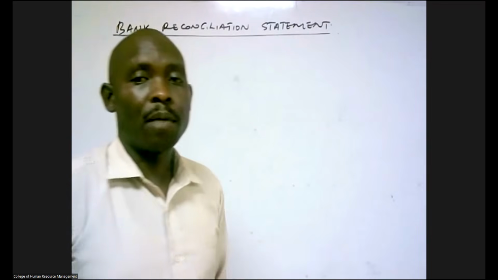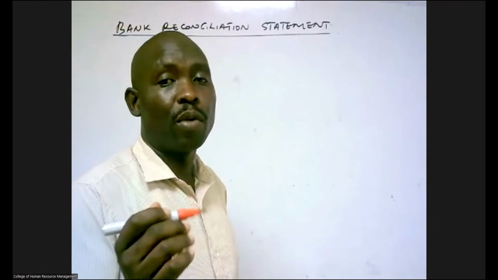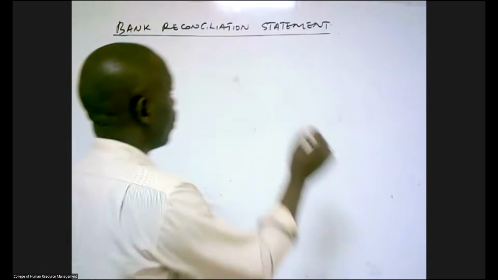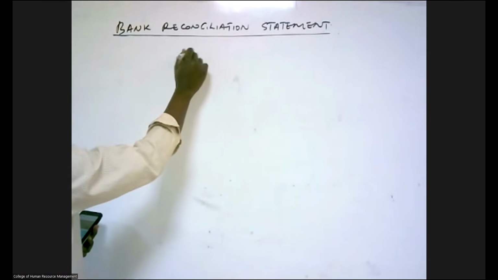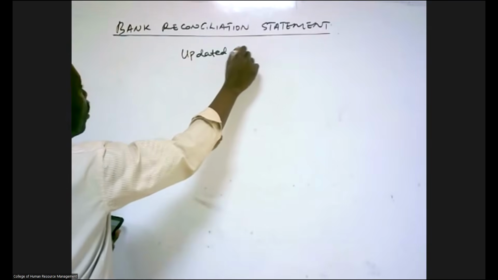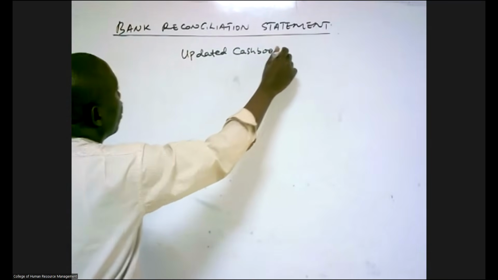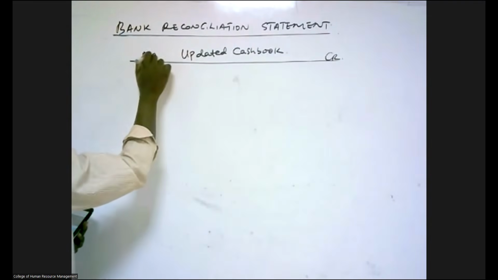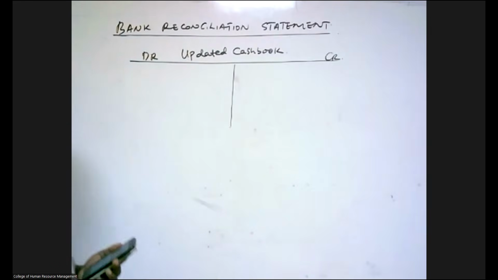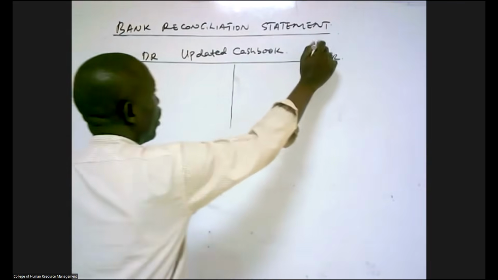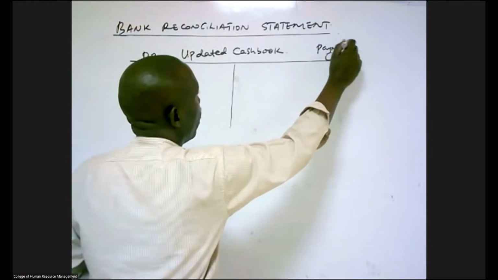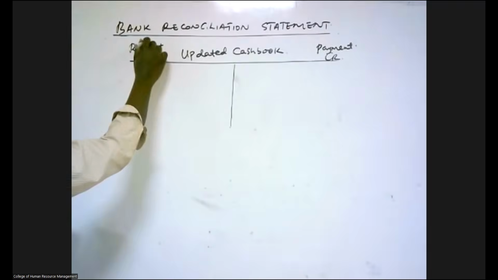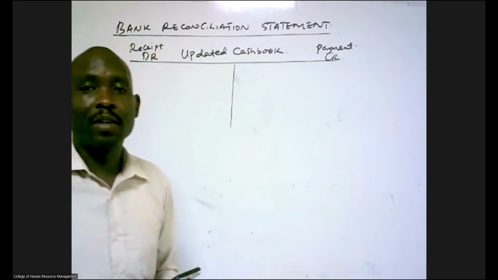So when you are doing your updated cash book, always remember to start with the balance that you are given in the question that is connected with the cash book. So, updated cash book. Simple T. Credit to record any payment that was never recorded in the cash book as a payment. Debit to record any receipt that was never recorded in the cash book as received.